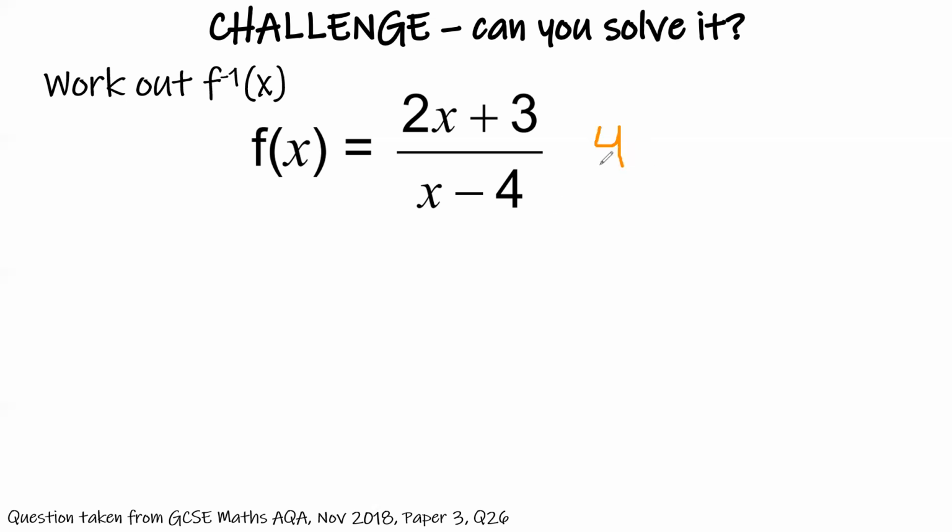So we're going to have y equals, and I'm going to put brackets around everything so that I remember that I can't just do something with the 2x and forget about the 3. Because this is part of an algebraic fraction, we have to keep everything together, at least for the moment, until we've removed the fraction.